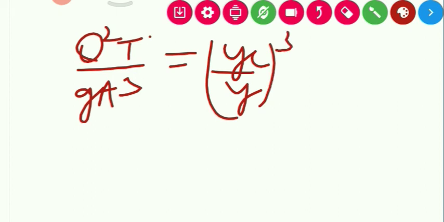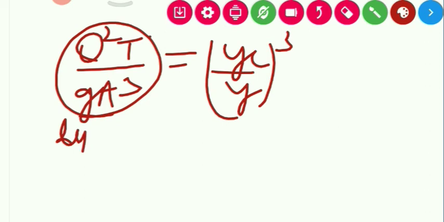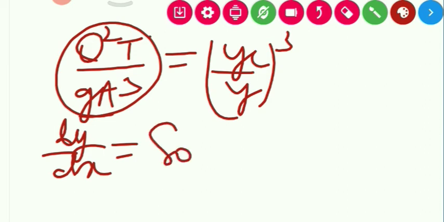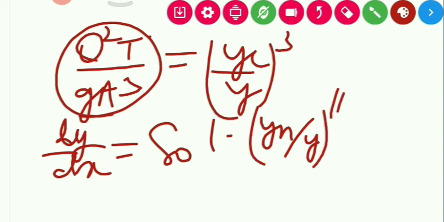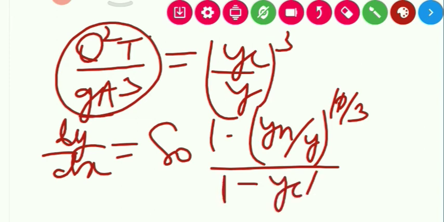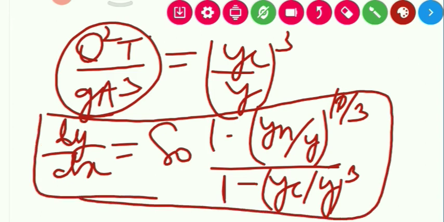Now substituting this equation of q square T upon g A cube in the dynamic equation of gradually varied flow, we will get dy by dx equal to S naught times 1 minus (yn by y) to the power 10 by 3, upon 1 minus (yc upon y) to the power 3. We have to remember this equation. We will use it in solving numerical problems.